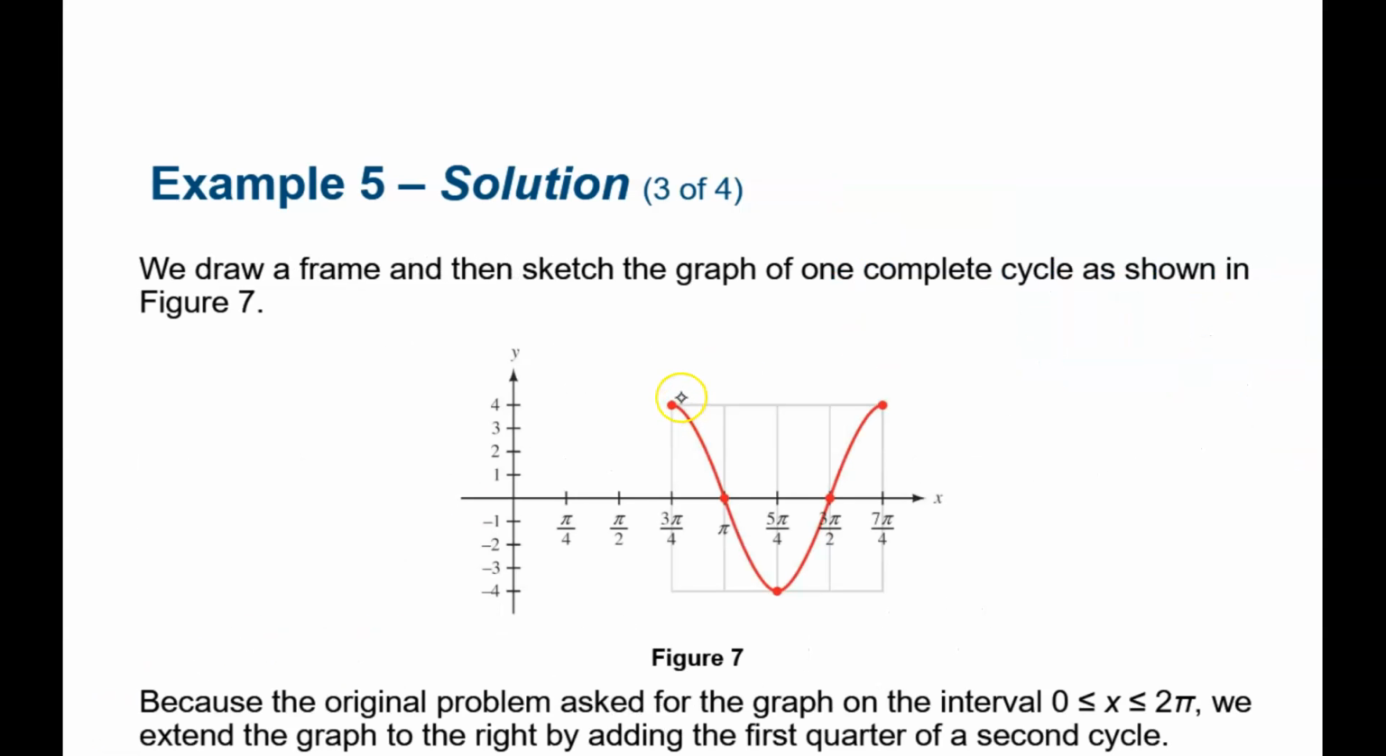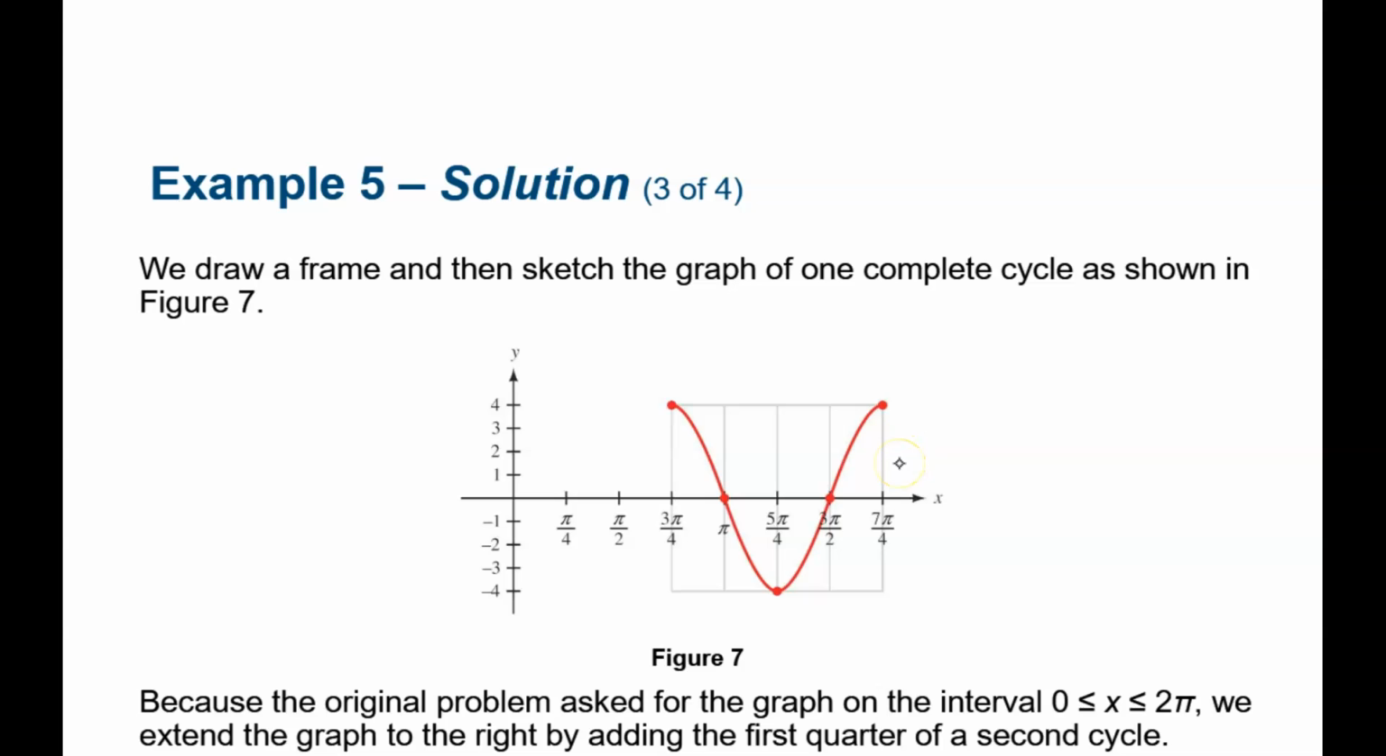Let's now connect the points of our frame. Our y is from -4 to 4 with the amplitude of 4. X is 3 pi over 4, and it's a cosine function, not reflected about the x-axis. So we start at 4, go down to 0 at pi, down to -4 at 5 pi over 4, another 0 at 3 pi over 2, and up to 4 at 7 pi over 4.